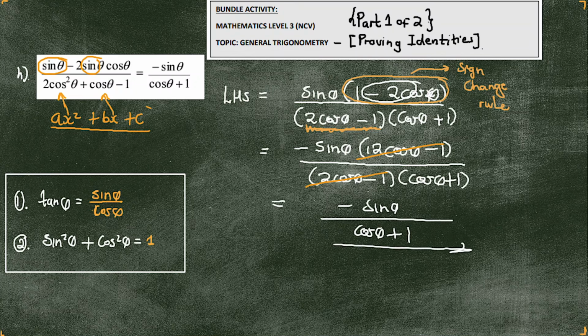Okay, this concludes our lesson for the activity on general trigonometry. Here we were discussing identities. Check the description box for more sums that were part of the exercise. So check out part 2 in the description box.